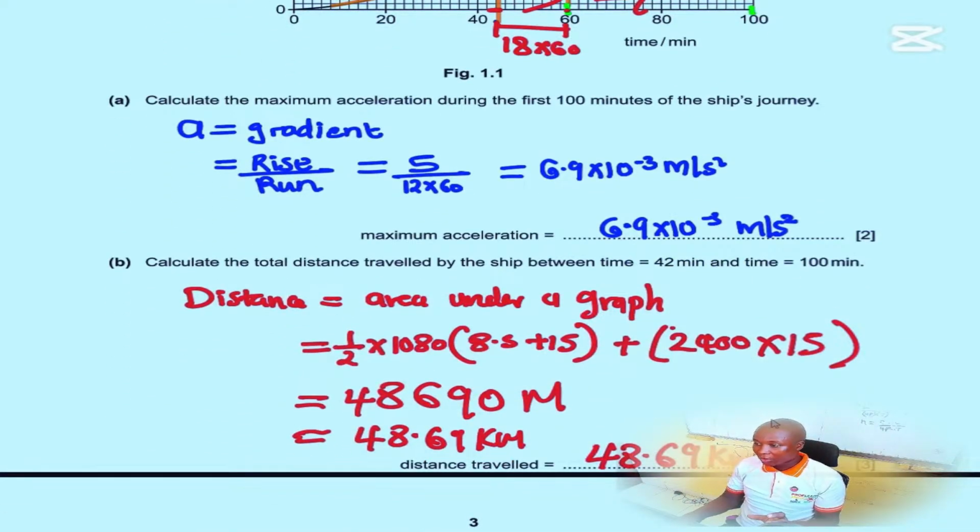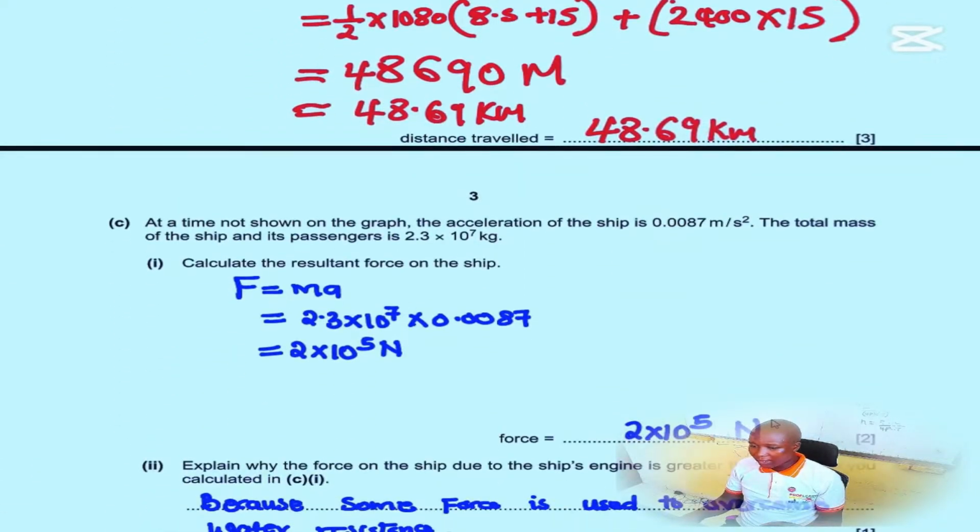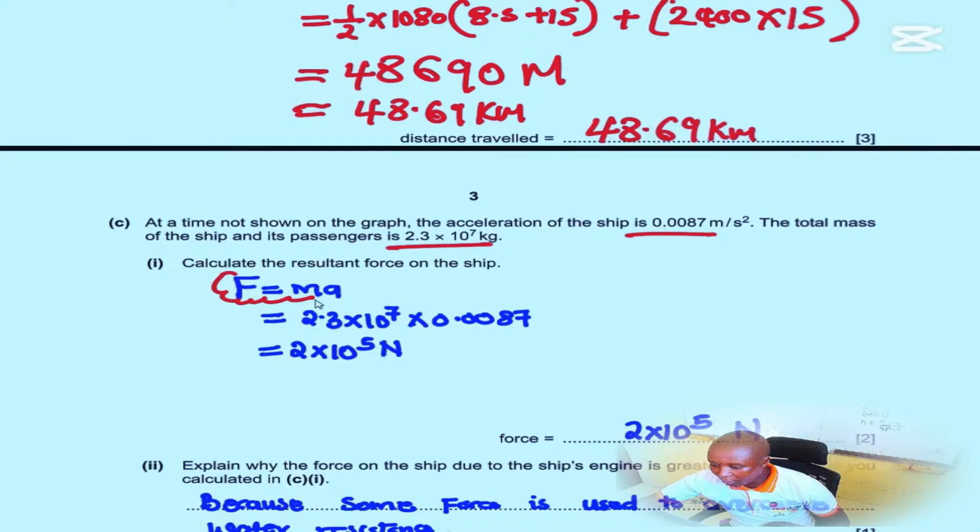Right. So we need to move to the next part, whereby we are supposed to calculate the resultant force that acted on the ship, whereby there is an acceleration of 0.0087, and we are given the mass. We are going to use the relation force is equal to mass times acceleration, and if you apply that, you are going to get your answer, 2 times 10 to the power 5 Newton. That's the force. That's according to Newton's second law of motion.